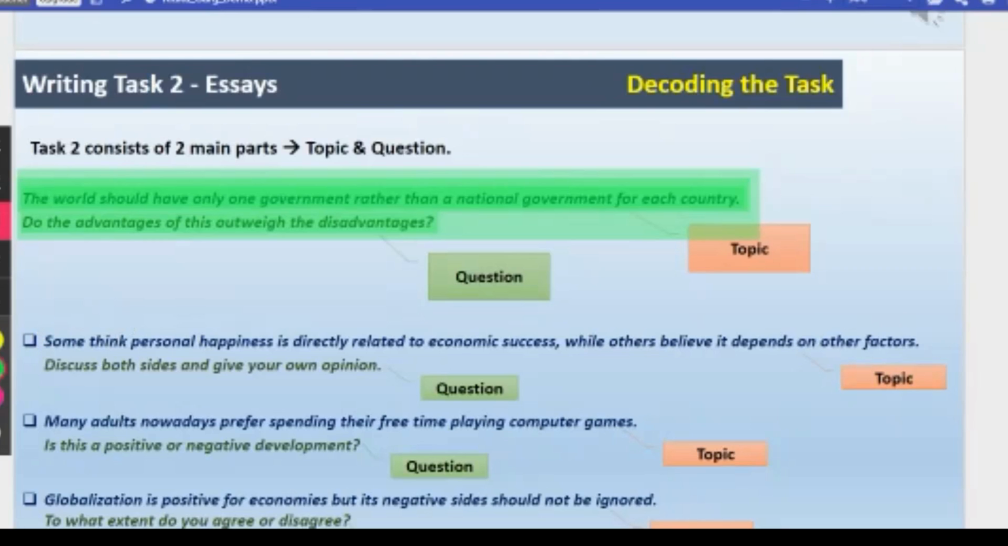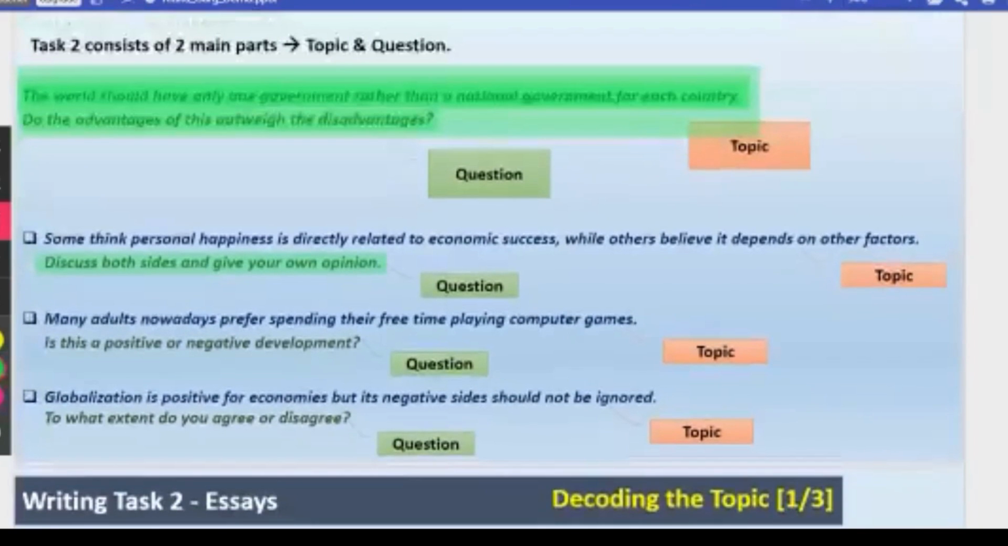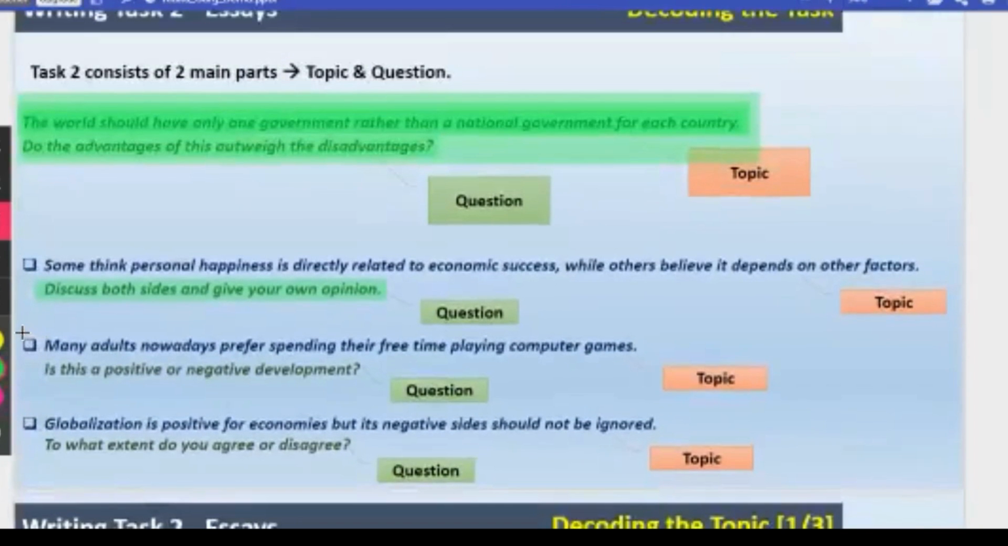And now they are asking us to discuss both of these opinions and share your own viewpoint, whether you agree that personal happiness is impacted directly by financial status, or there are other factors such as emotional bonding with your relatives, friends and family, your health. These factors actually impact your personal happiness more. So this way you need to identify what is the topic and what is the question given to you. We have two more examples down there. I am leaving these for you to read out and identify.